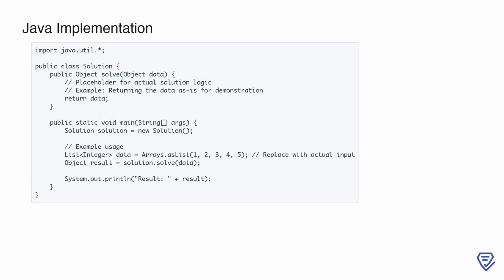This is the Java implementation of the given Python logic. The solve method serves as a placeholder for the actual solution, and in this example, it simply returns the input data as is. The Java implementation mirrors the Python approach but includes type declarations and utilizes Java-specific collections such as list and arrays. The main method demonstrates example usage, making the program executable as a standalone Java application.